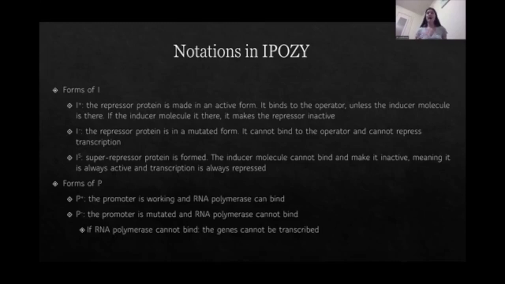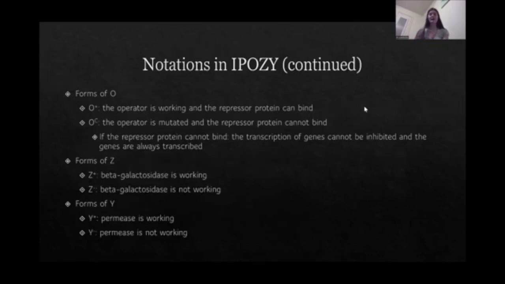The next one in I, P, O, Z, Y is P. You can have P plus or P minus. P plus means our promoter is working. RNA polymerase can bind just like it's supposed to. P minus means that your promoter is mutated and RNA polymerase cannot bind to it. If RNA polymerase can't bind, that means that it can't move down to make mRNA. So if our RNA polymerase can't make mRNA, the genes aren't being transcribed at all. All right, now let's look at O.